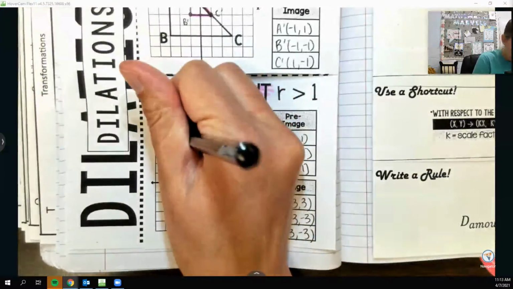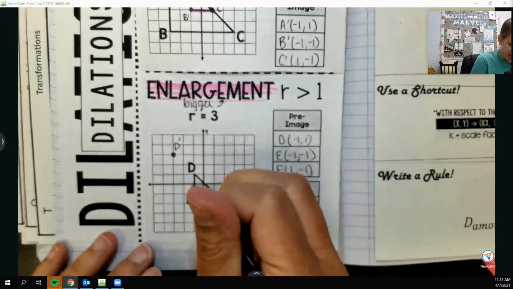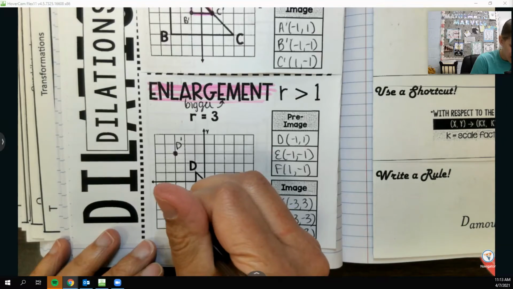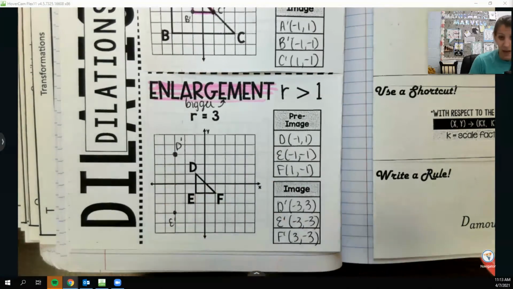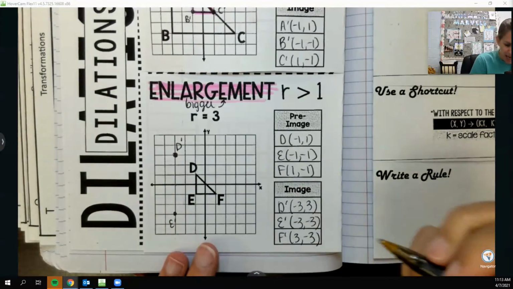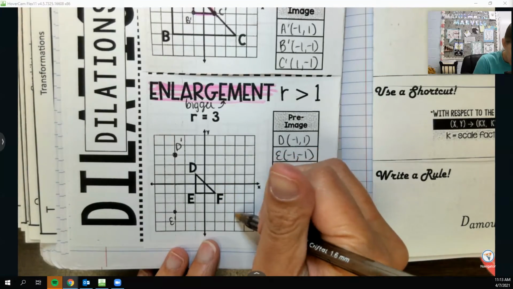So negative 3, 1, 2, 3, comma 1, 2, 3. D got pushed out, D prime rather. And then negative 3 comma negative 3 for E prime. Again, got pushed away from that origin. And then 3 comma negative 3.